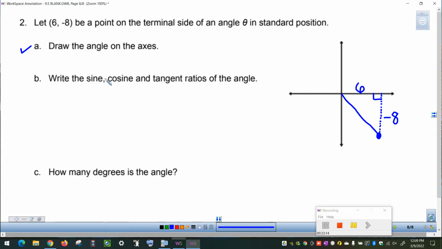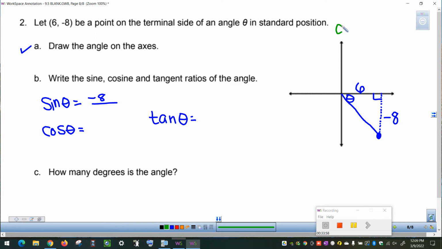All right, so the next part here is that we want to find the sine, cosine, and tangent ratios of our angle. And since we're not sure what our angle is yet, we can just use the theta symbol. And so we know that sine is opposite over hypotenuse. So we can see here that from where this angle is measured, negative 8 is going to be the opposite side. And our hypotenuse is this diagonal side here.